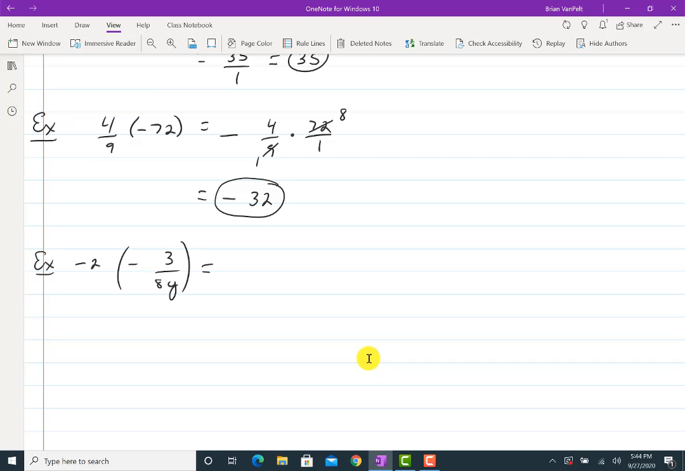One last example of these strange ones, and this will look like negative 2 times negative 3 over 8y. A negative times a negative is positive, so I know that I can drop the negatives altogether and rewrite it as such. And now the only thing that I can see to cancel is that the 2 goes into the 8 4 times. And so, well, 1 over 1 is just 1. I can completely ignore that in my answer, but what do I have left? I have a 3 over 4y.